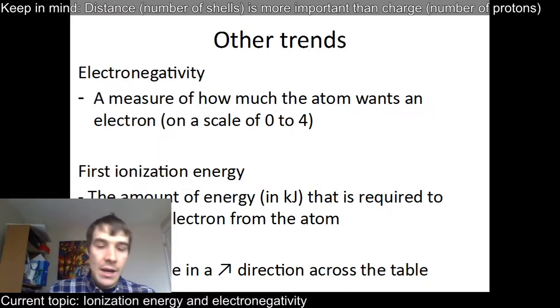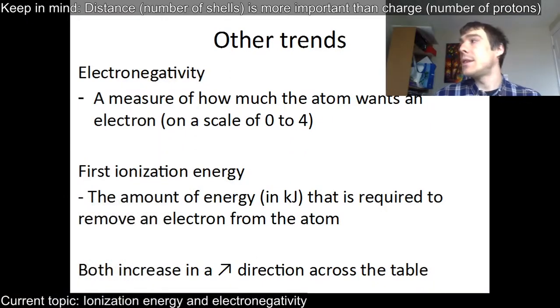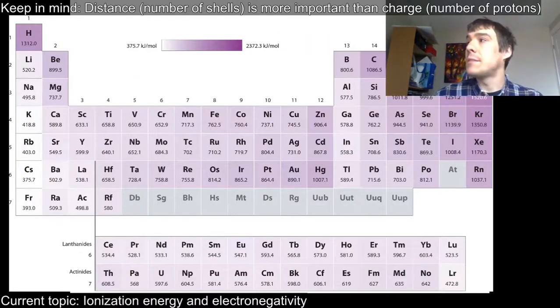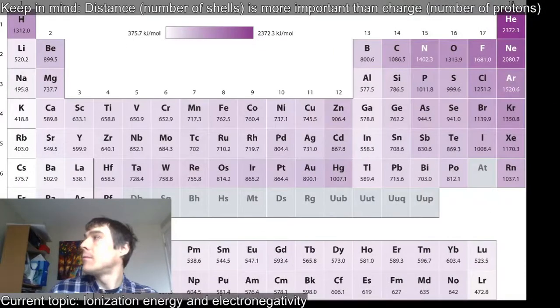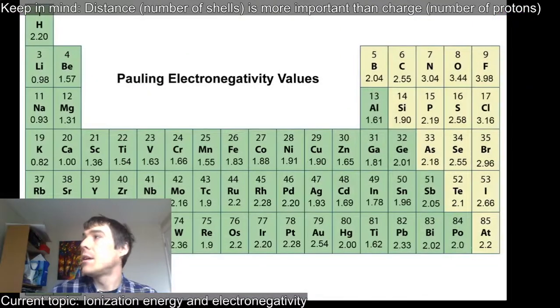Both of these trends will increase in a direction from bottom left to top right. So just pulling this up again, you see that the bottom left has the lowest ionization energy, and the top right has the highest ionization energy, right? It increases bottom left to top right. So it increases going upwards, and it increases going to the right. If we go over to electronegativity here, you see the same trend. It increases going upwards, and it increases going to the right. So this bottom left to top right thing.